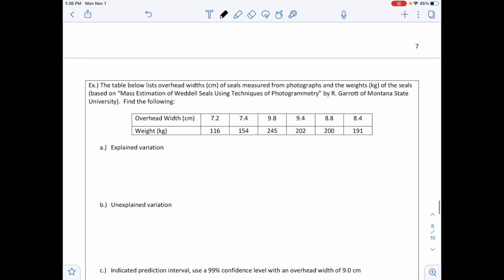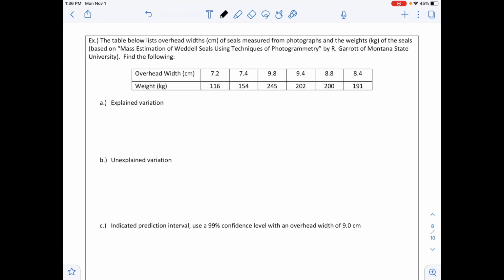So the next example says the table below lists overhead widths in centimeters of seals measured from photographs and the weights in kilograms of the seals, and we have the study listed there. It says find the following. The first one asks for the explained variations, then the unexplained variations, and then a prediction interval, using a 99% confidence level with an overhead width of 9 centimeters.